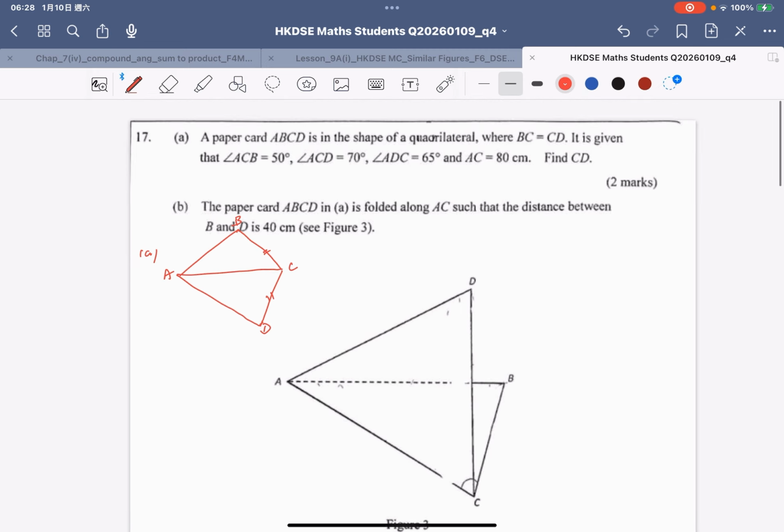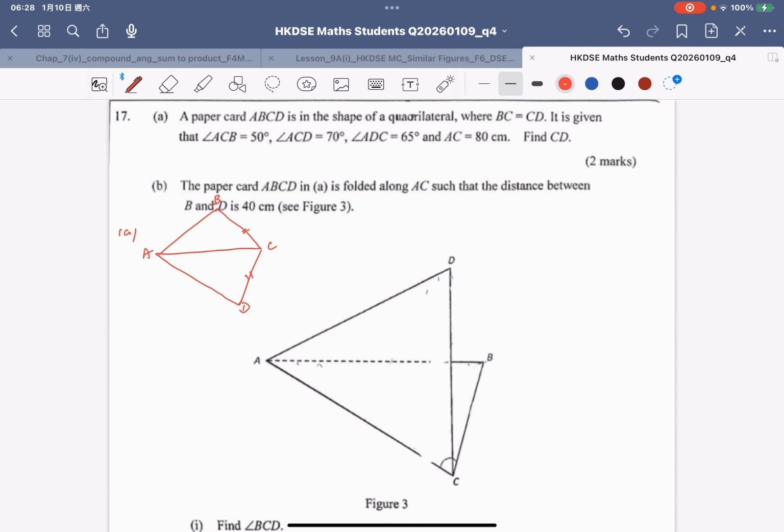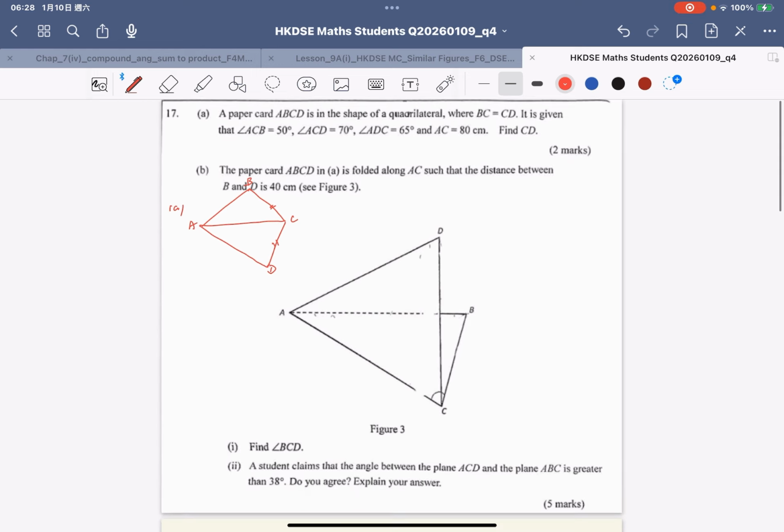This question is a DSE maths question, a 3D question. Before the start of the presentation, I'm here to show you all the questions. Okay.